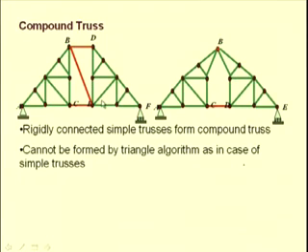So, we see that this kind of truss cannot be created by the triangle algorithm that can be used for creating simple trusses. The triangular algorithm is that for a simple truss, we connect two members and a joint in order to build this simple truss. The same algorithm cannot be used to create this compound truss.